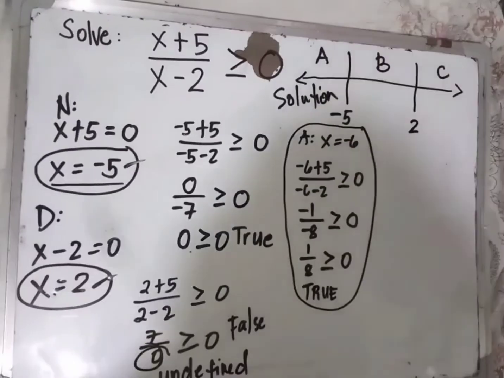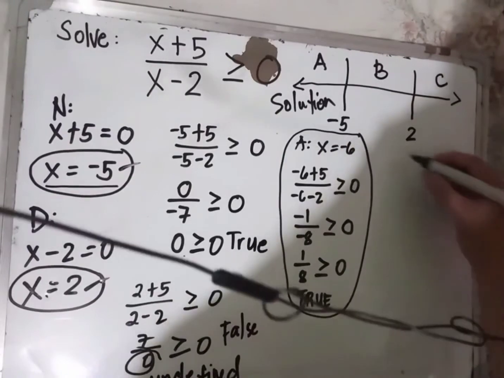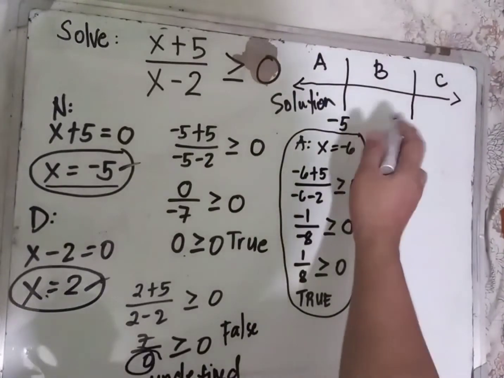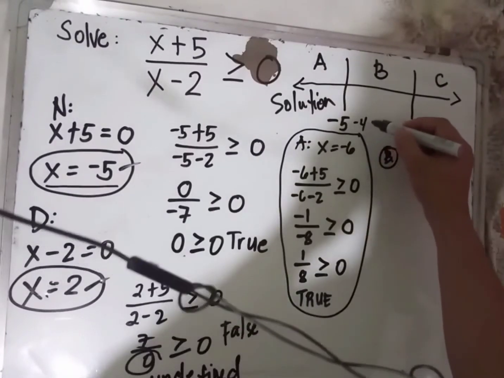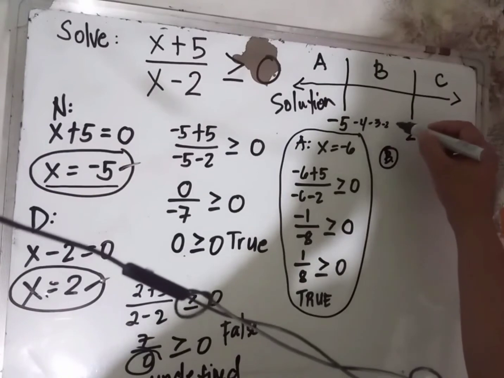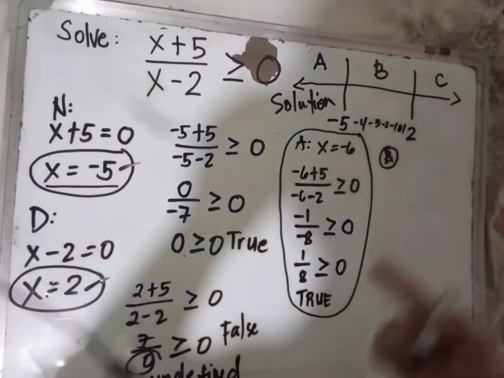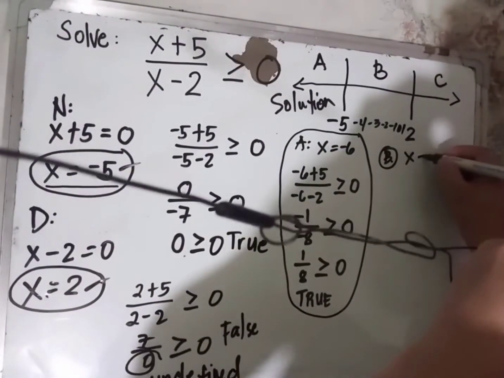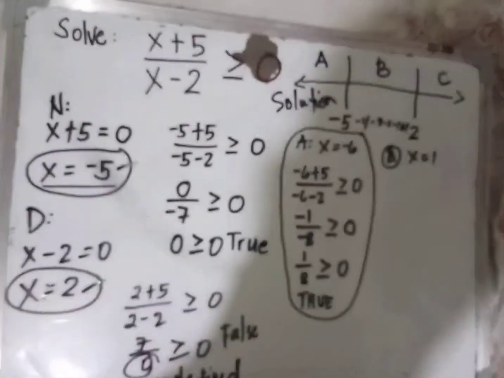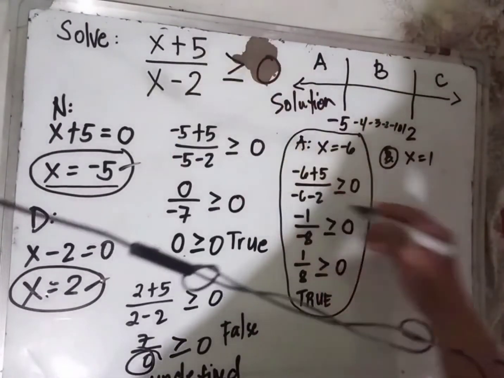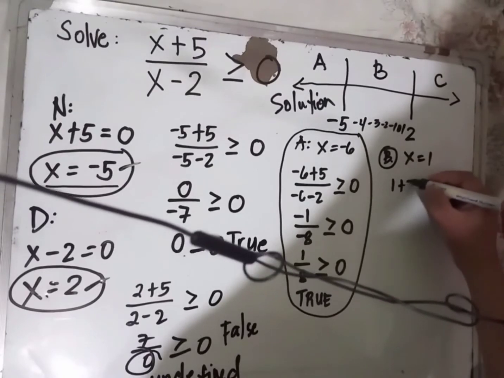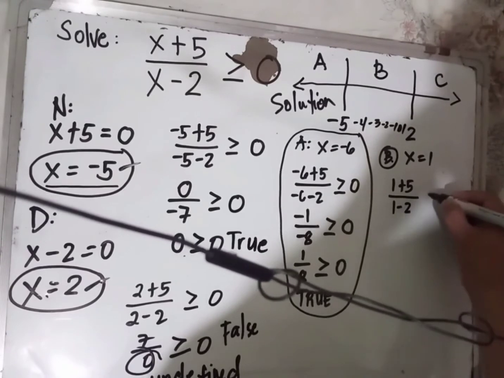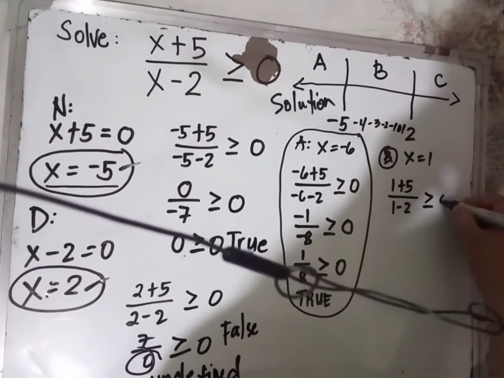Interval A. How about interval B? Ang interval B, any numbers belong to interval B. So that is negative 4, negative 3, negative 2, negative 1, 0, 1, and 2. So negative 4 to positive 1. So when x is equals to 1, tingnan natin. Substitute this to the given inequality. So magiging 1 plus 5 over 1 minus 2 greater than or equal to 0.